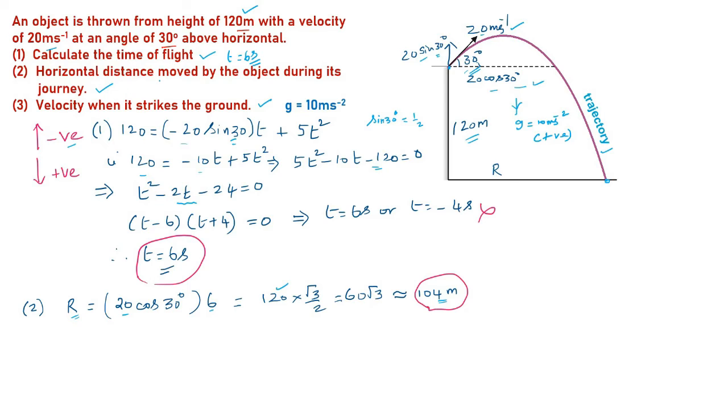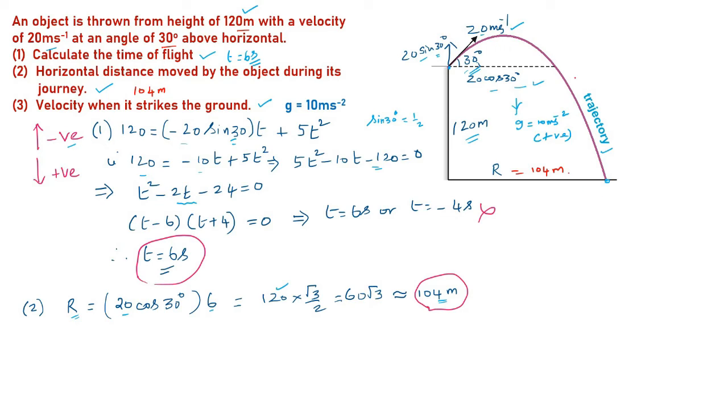So for the second one, horizontal distance moved by the object during its journey is 104 meter. That is this, 104 meter. Then the next one is velocity when it strikes the ground.